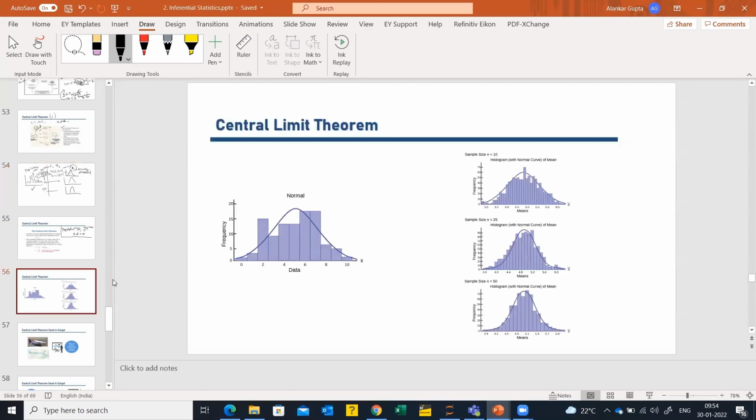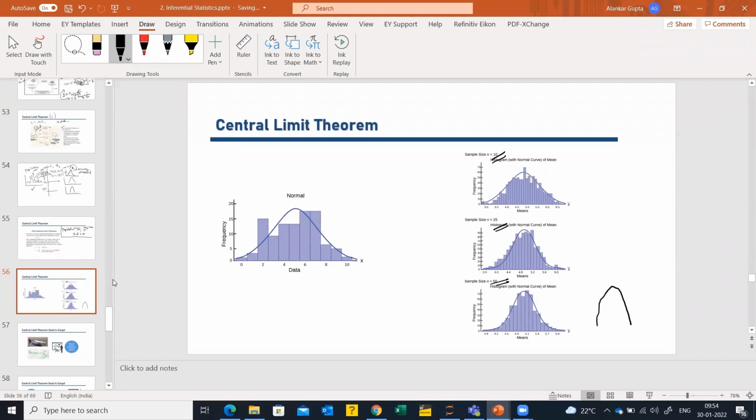As the sample size increases, here the sample size is 50, here it is 25, here it is 10. As the sample size increases, the graph will become more and more steep. Here you can see that with sample size 10, the graph is not that steep. With 25, it becomes a little steeper. And with a larger sample size, it becomes steeper still. If you take more than 50, like 100, it will become much steeper.